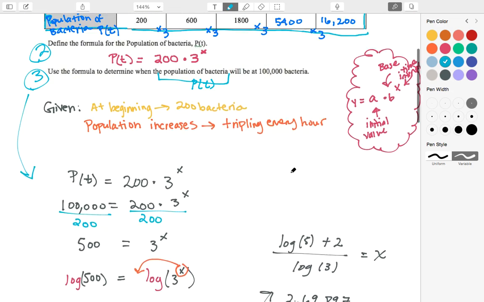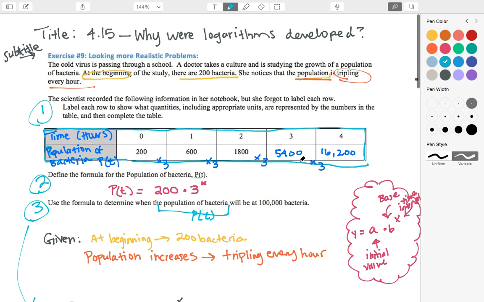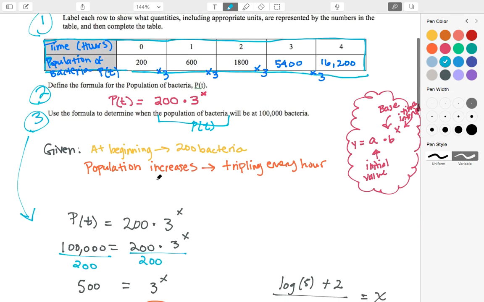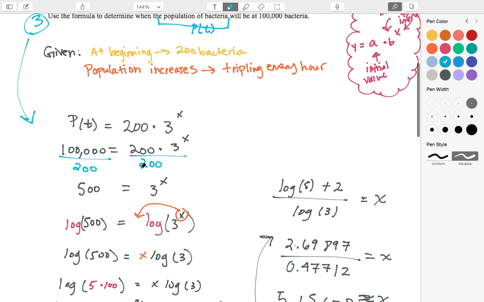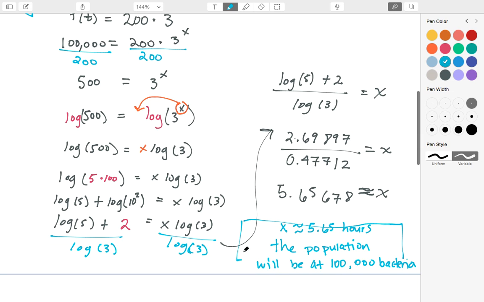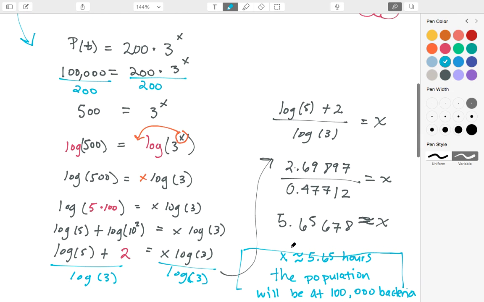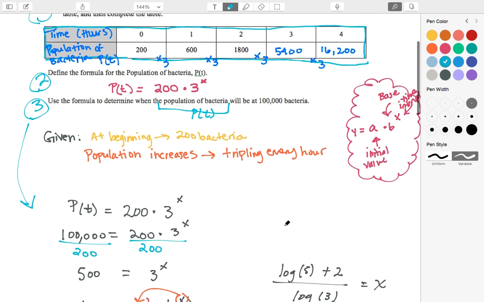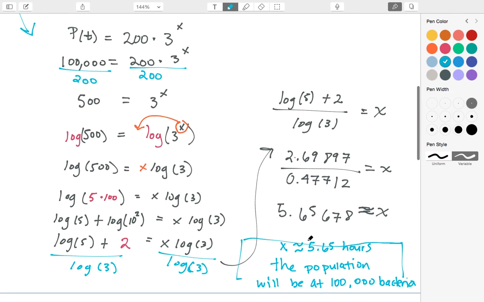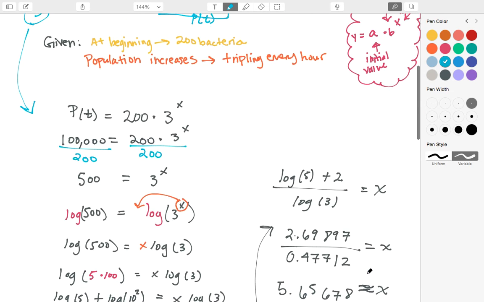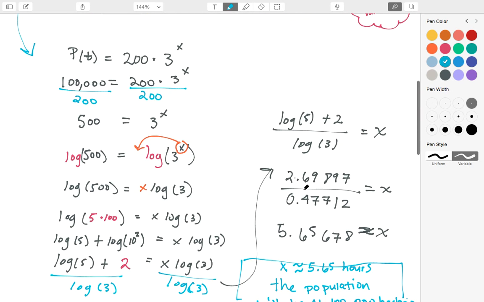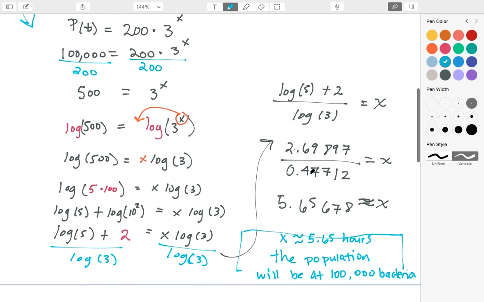So essentially what you are doing in this problem is to see why logarithms were developed, right? It was very hard for us to calculate the hours in its exponential form. But when we were able to apply our log properties, we are able to solve and find that value, okay? So it just increased exponentially, but we needed to find the hours using our logs, to determine when the bacteria will be about 100,000.